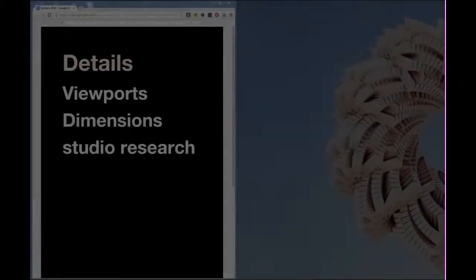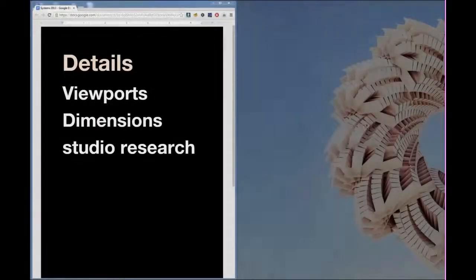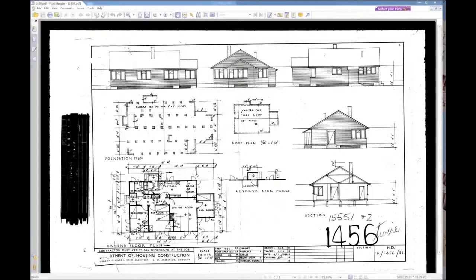So cool, that's all good. What we're going to do now is look at details and how you create a detailed viewport and add dimensions to it, and it's all going to be based on your studio research. So, for example, this doesn't have any details in it, right?